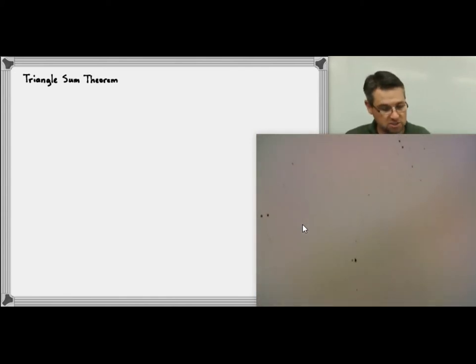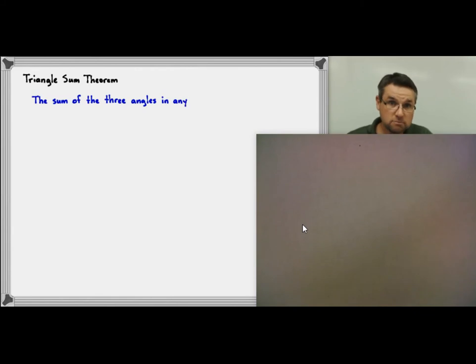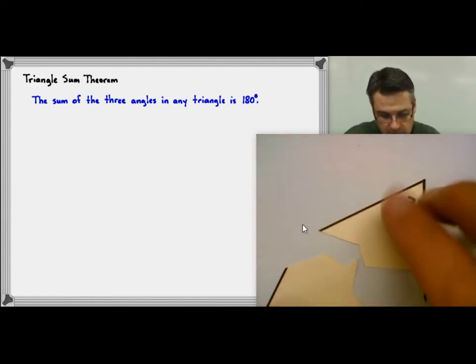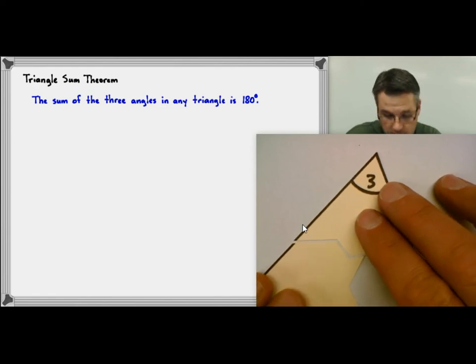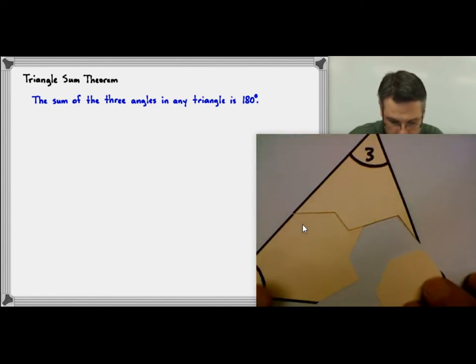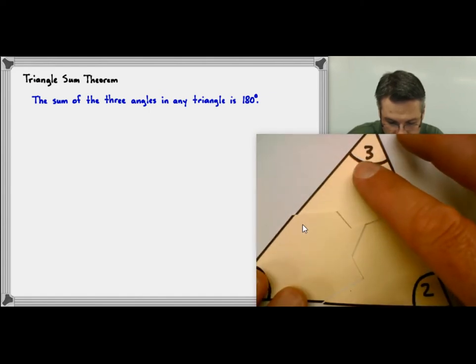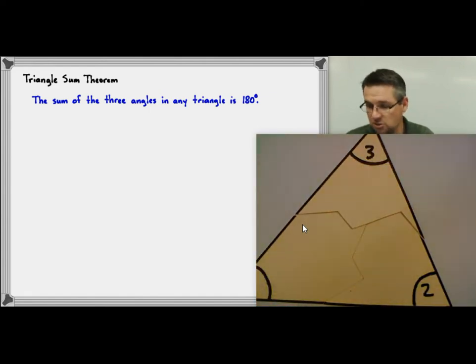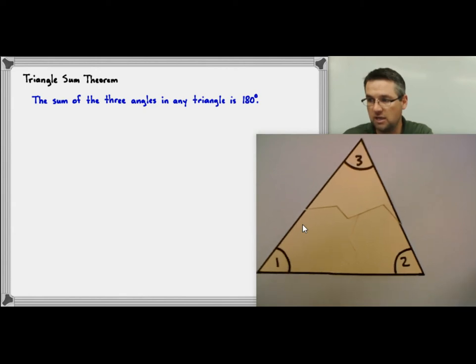The Triangle Sum Theorem. What is a Triangle Sum Theorem? The Triangle Sum Theorem says that the sum of the angles in a triangle will always add up to 180 degrees. The 3 angles in a triangle will always add up to 180 degrees. So I'm going to go ahead and share with you this triangle that I have here. And we're going to find that these angles actually do add up to 180 degrees.